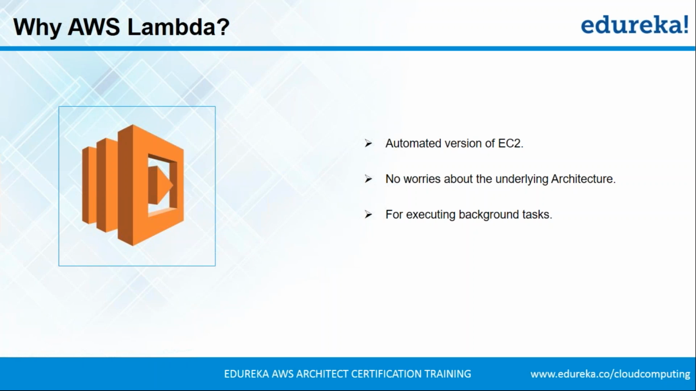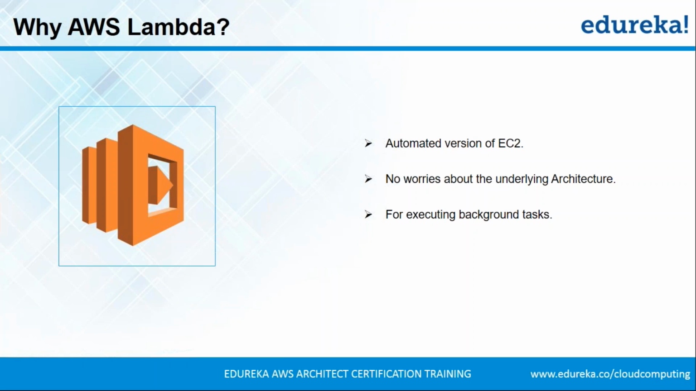So AWS Lambda is not used to deploy an application. It is used to execute background tasks. Other than that, like I told you guys, you don't have to choose the configuration in AWS Lambda. You don't have to choose what kind of servers you want. Depending on your workload, the server configuration is assigned to you, right? So this is why we use AWS Lambda.